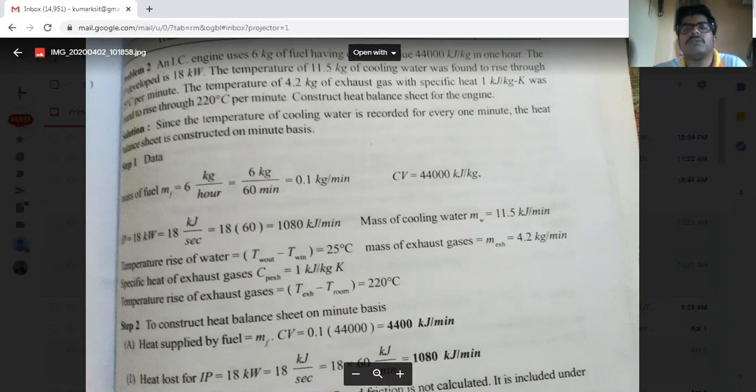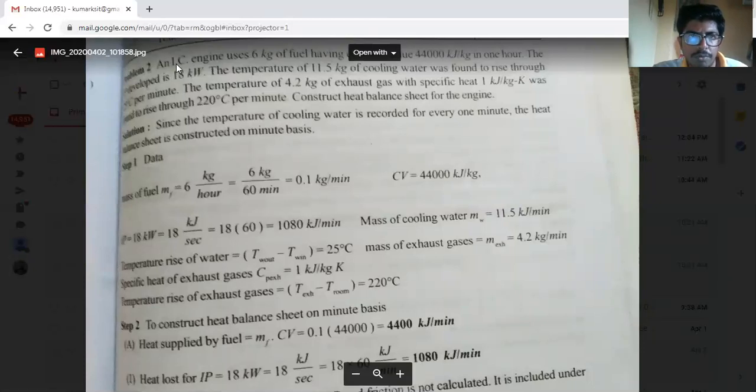The temperature of 11.5 kg of cooling water was found to rise through 25 degrees centigrade per minute. The temperature of 4.2 kg of exhaust gas with specific heat 1 kilojoule per kg Kelvin was found to rise through 220 degrees centigrade per minute. Construct heat balance sheet for the engine.